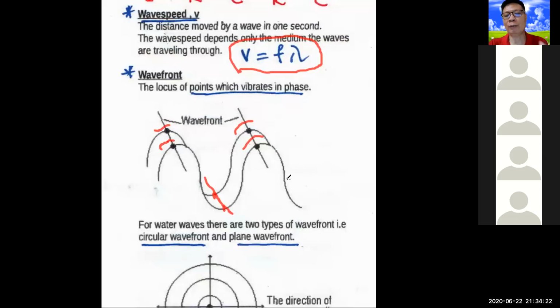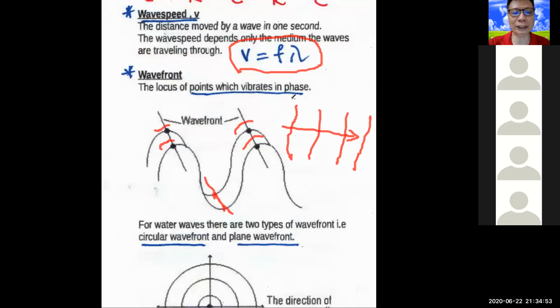Why is wave front important? Because in your physics study, when you want to draw a water wave or sound wave, you don't draw like that. Actually, when we draw the wave, we use lines, one line, two lines, three, like that. Then the direction is like that. So this is the drawing you are going to draw to represent a water wave.